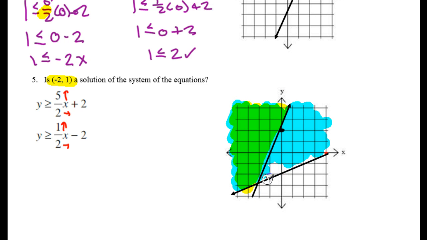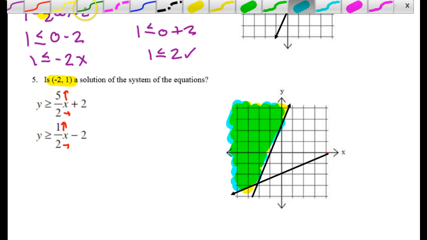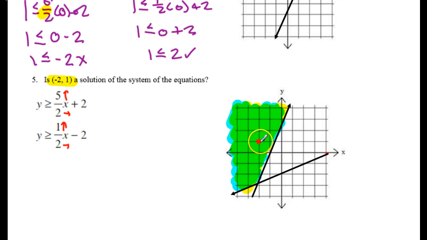So let's go ahead and clean all this up. Alright, so for this system of inequalities, this area is the solution. So let's look at where (negative 2, 1) is on here. Start at the origin, negative 2, positive 1. Here's that point, and you'll see that that point is in the solution area. So that means that (negative 2, 1) is a solution. That is an answer to the system, or both at the same time.